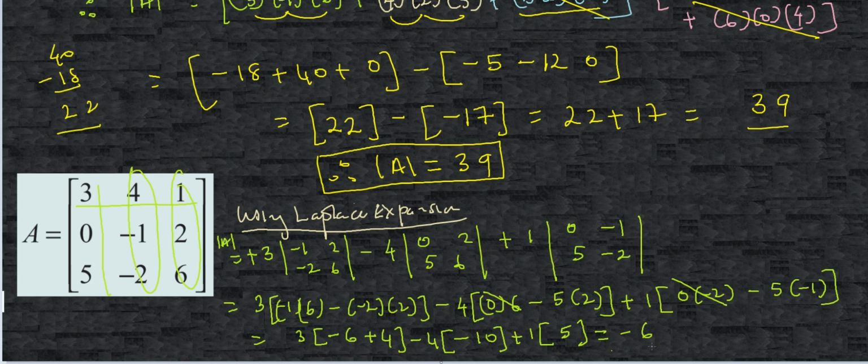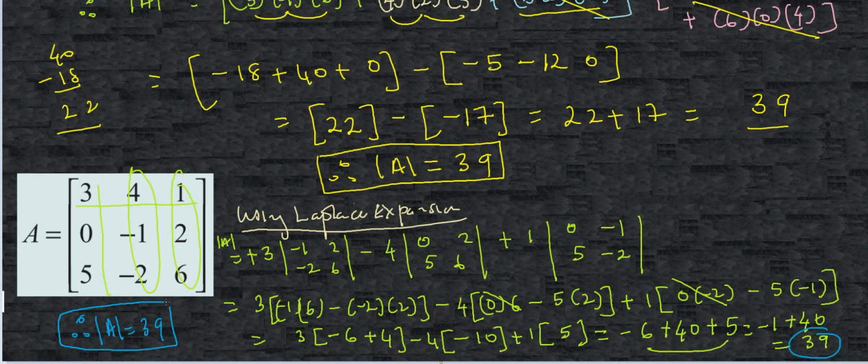That has to be multiplied with 3, giving me negative 6. Negative times negative would give me plus 40, following it up with a plus 5. Now 5 added with negative 6 would give me negative 1. That has to be added with 40, giving me 39. Now clearly, the determinant value that we have received is 39, and that agrees with the determinant value that we have achieved using the Sarrus method. So this completes this question.